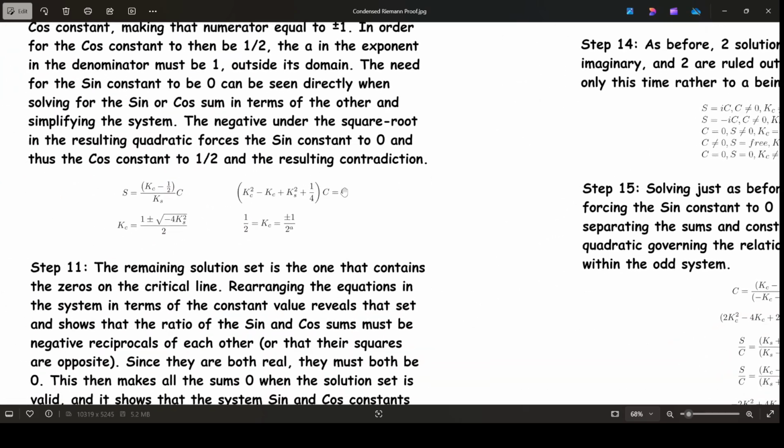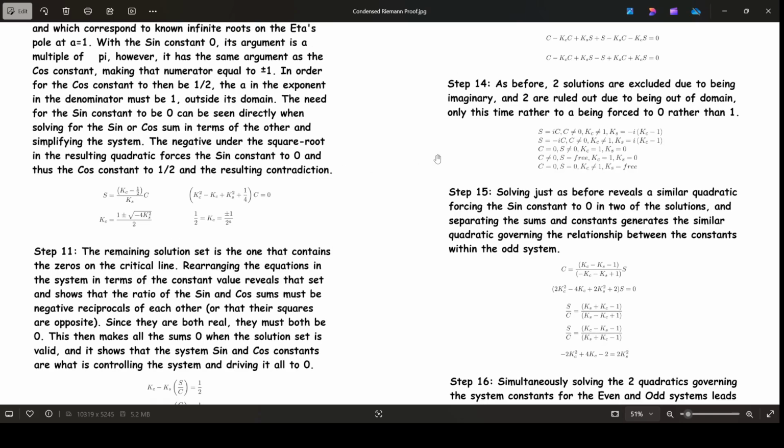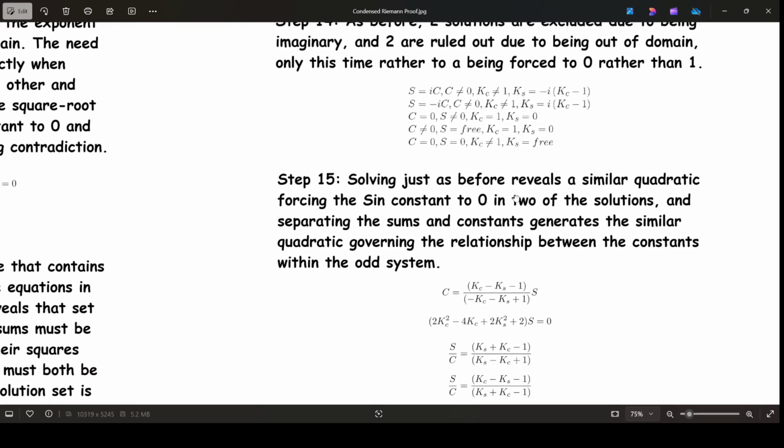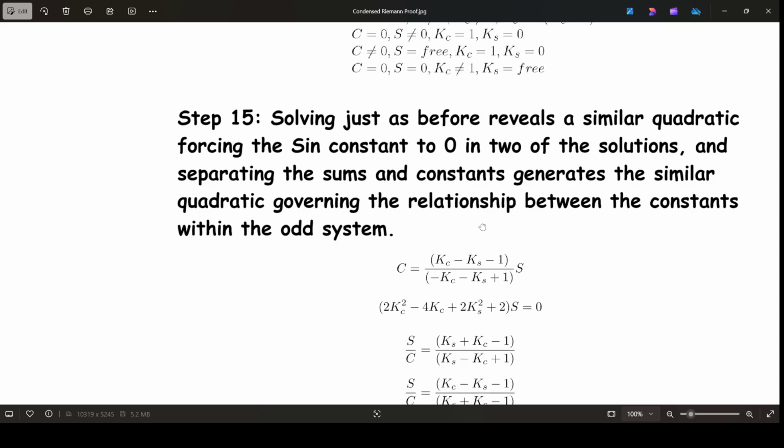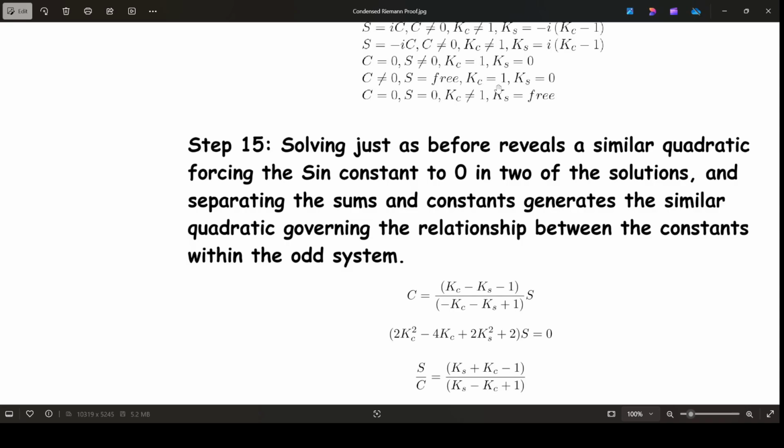I didn't show all that, but that's the same steps we did over here. I show a little bit of it, but not as much. But again, you can look at that in the paper if you want. So here you see that if you rearrange for C or S in one of these and then plug it into the other, you'll get this relationship here.